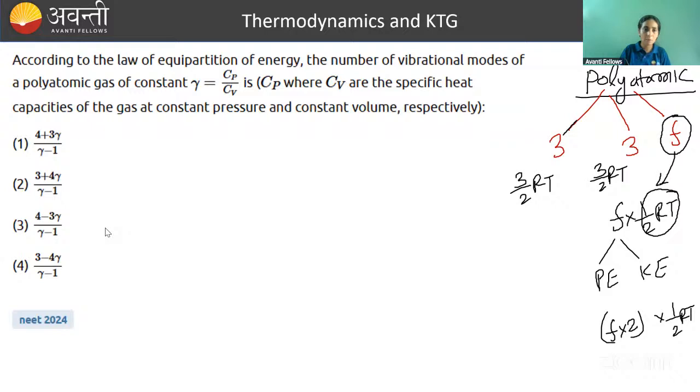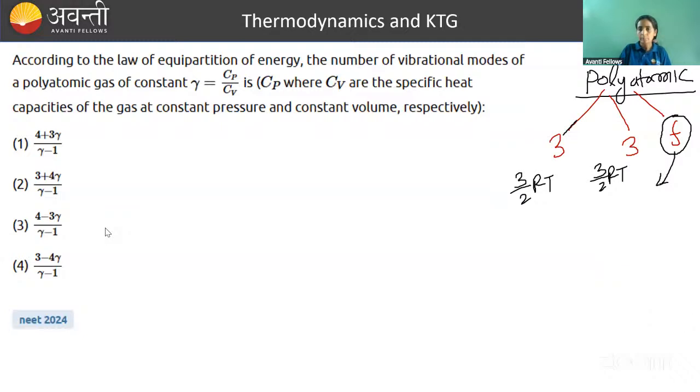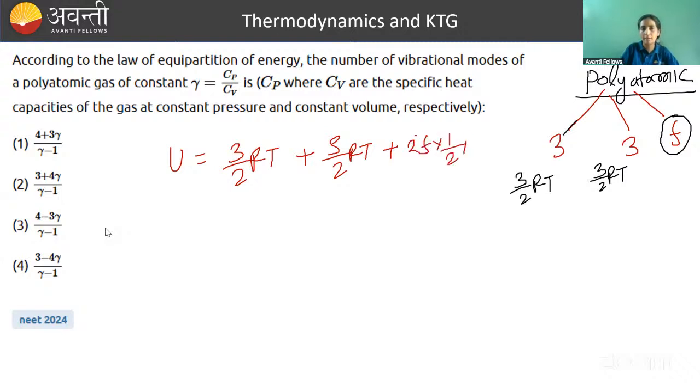Okay? I hope I am making you understand. Sai, is it clear? So how much total energy you will write here? Total energy, translation ka 3 by 2 RT, rotation ka 3 by 2 RT, and what about the translation? Degree of freedom. So what about vibration? What will you write for vibration? 2F into half RT. This 2 was getting missed, that is why the answer was coming wrong, okay?